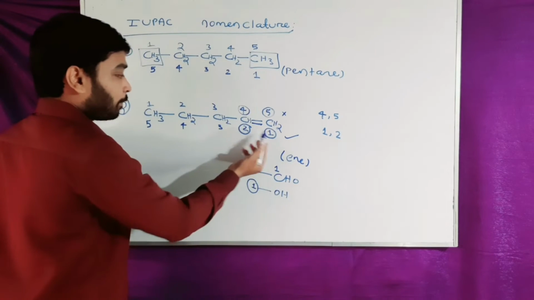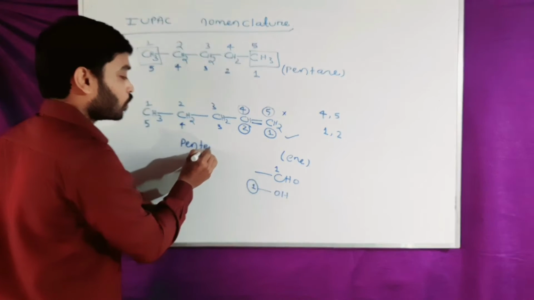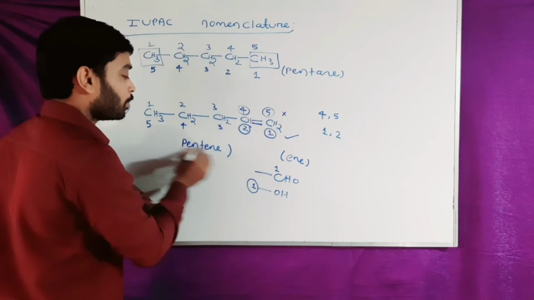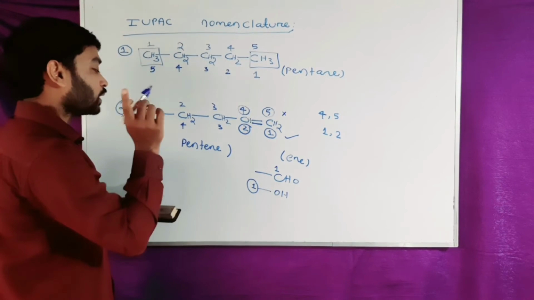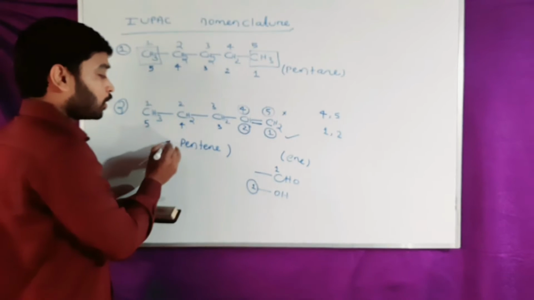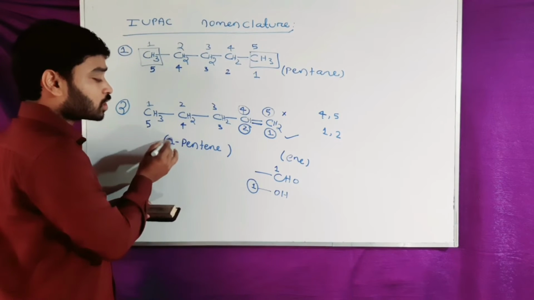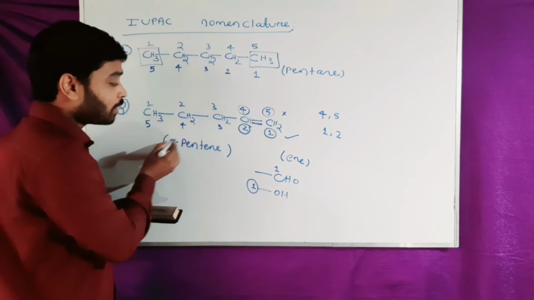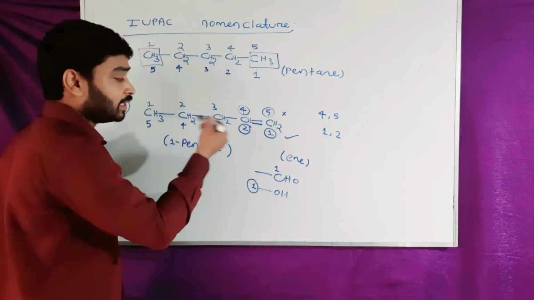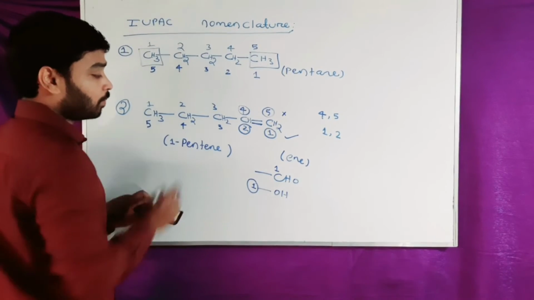We know that 5 carbon is present, so the name for the compound will be pentene. But if you want to write in an accurate manner, you can also express the locant of the alkene, that is 1-pentene or pent-1-ene, to express the actual position of the double bond.